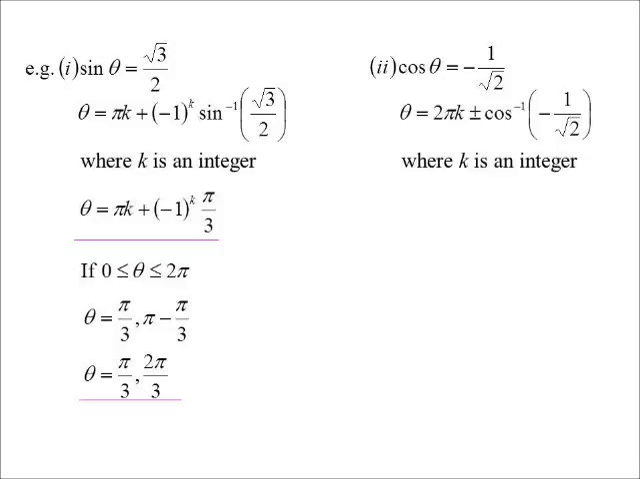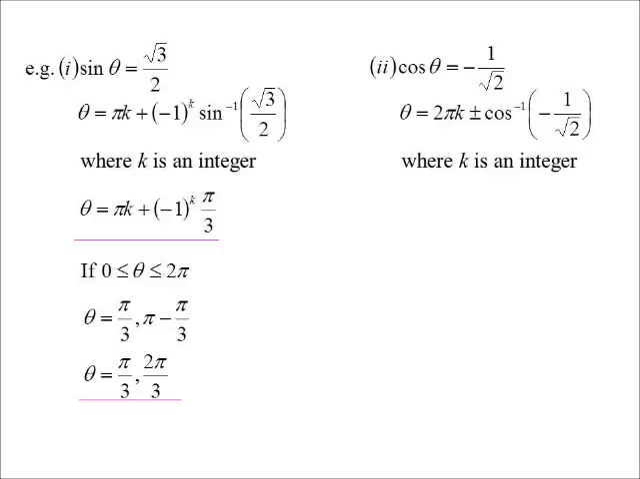So 2 pi k plus or minus the inverse cos of minus 1 on root 2. All right, I could say inverse cos of minus 1 on root 2 is pi minus, and do it that way. That's going to get a little bit messy because of the plus or minus. So I might actually work out the inverse cos of minus 1 on root 2. Now remember, inverse cos gives us answers where?